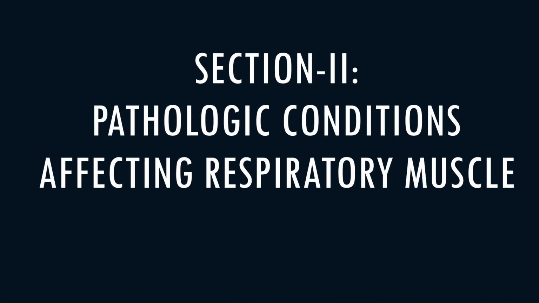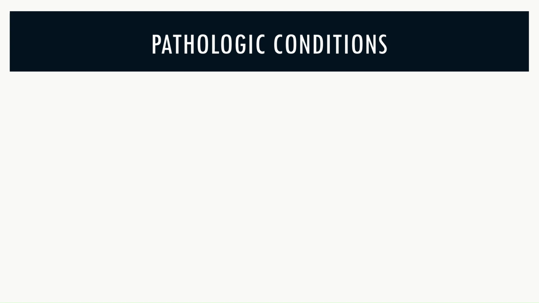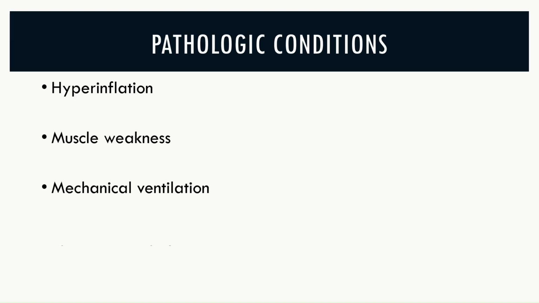Now we move on to pathological conditions where this coordinated interaction is disturbed. Important examples of pathological conditions include hyperinflation, muscle weakness, mechanical ventilation, and spinal cord injury.